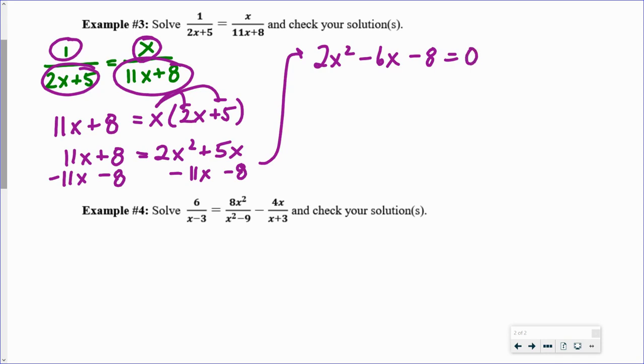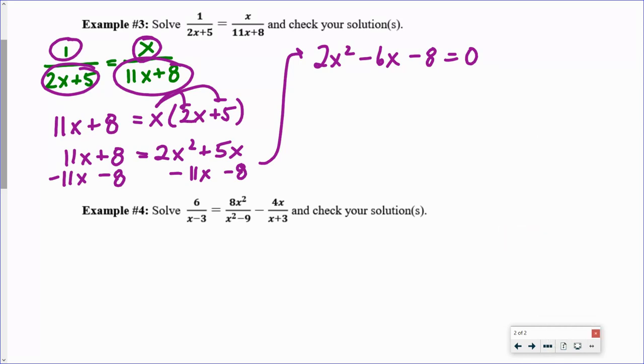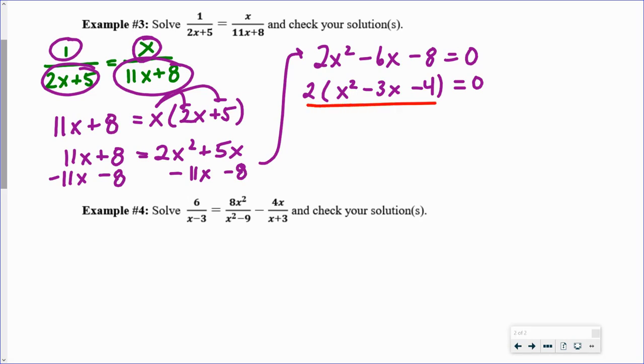One thing I noticed is that there is a GCF here, and the GCF is 2, so I'm going to factor that out. So we're going to have 2 times the quantity x squared minus 3x minus 4. That's going to equal 0. Now, what I would probably do here is just divide both sides by 2. And that's going to give us x squared minus 3x minus 4 equals 0.